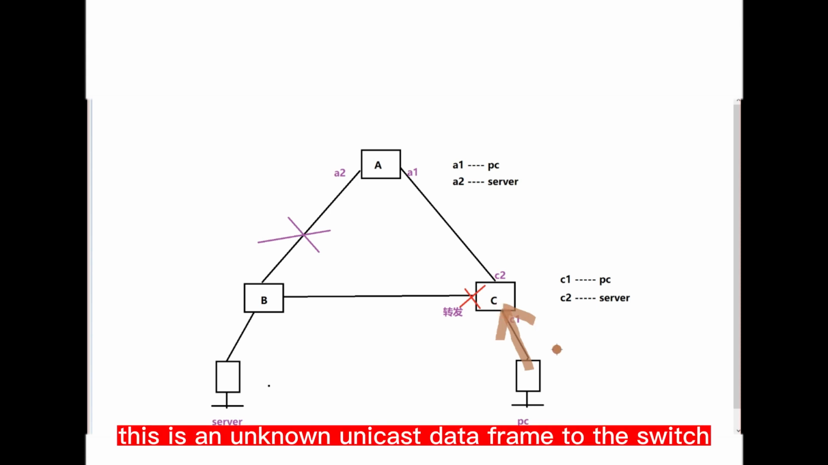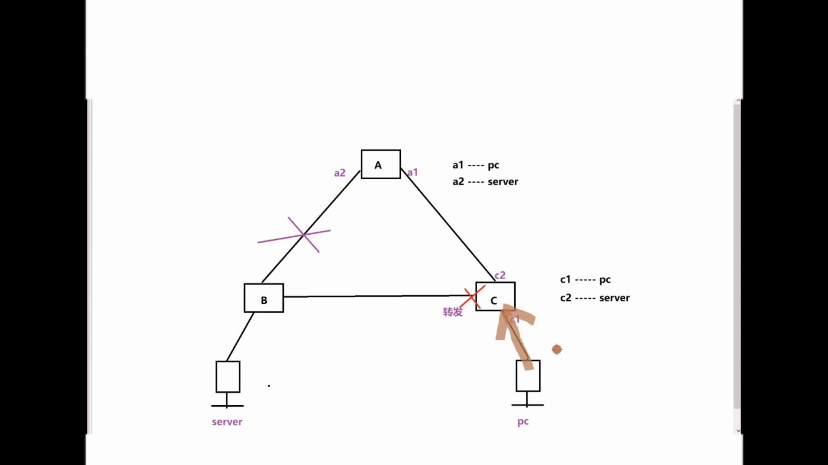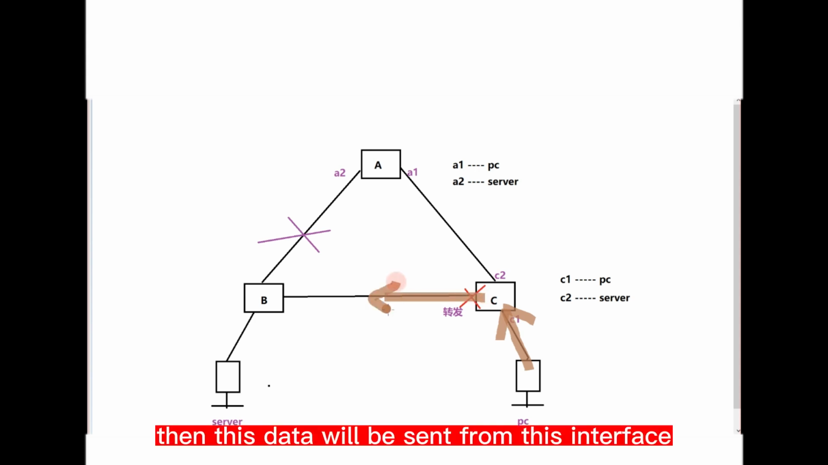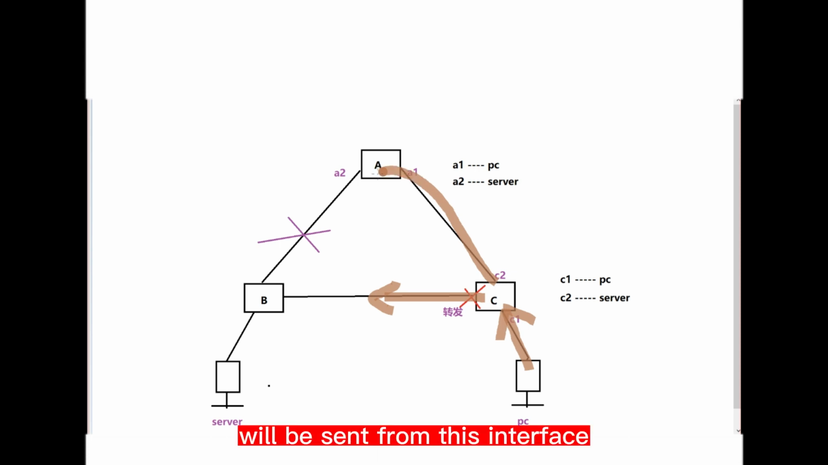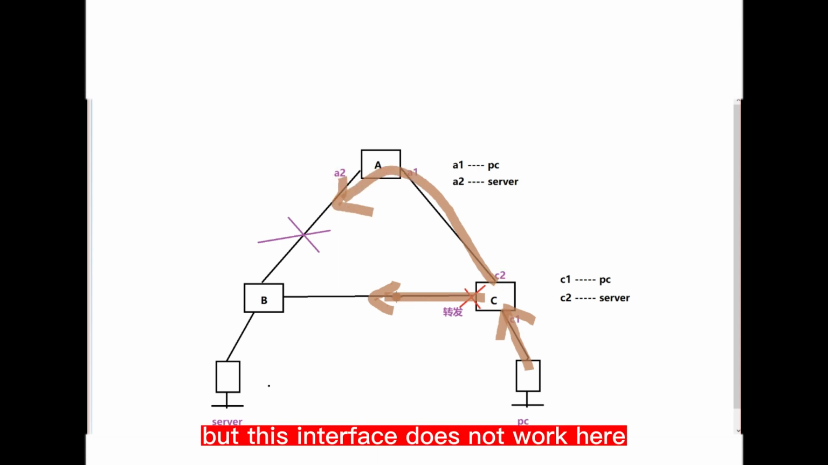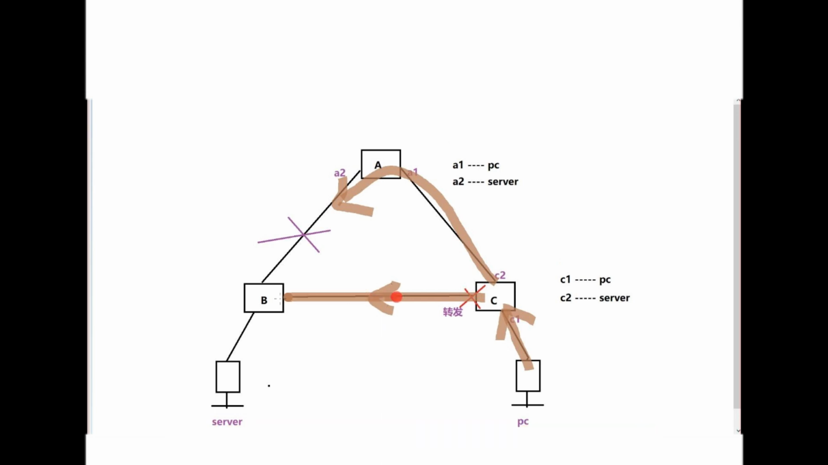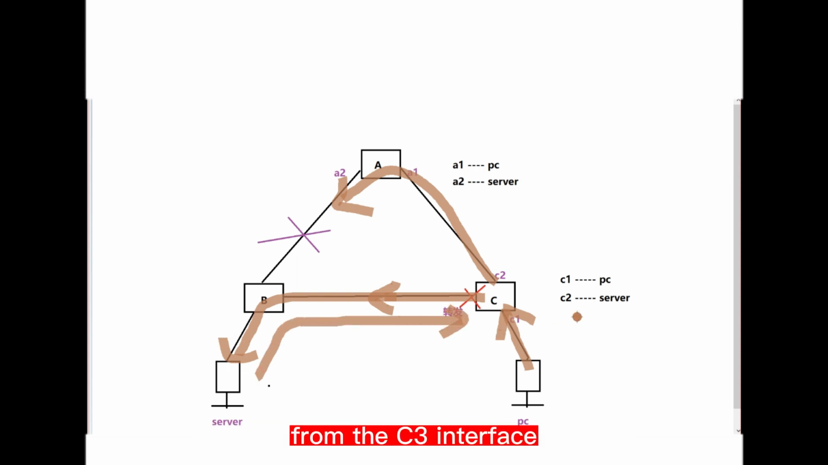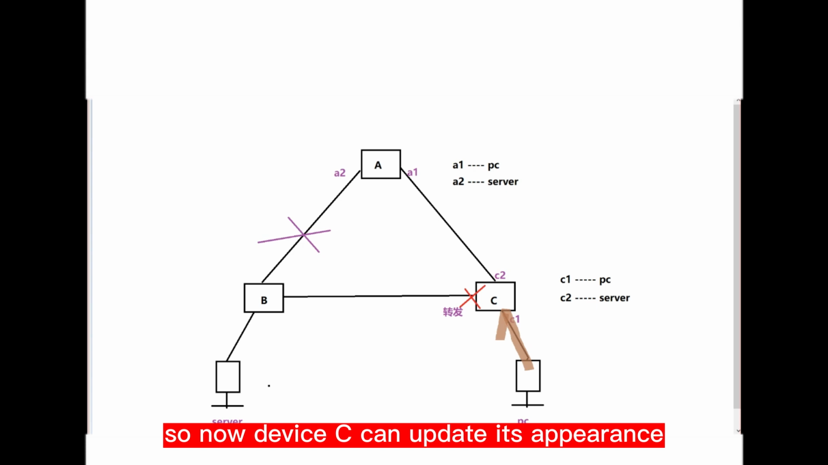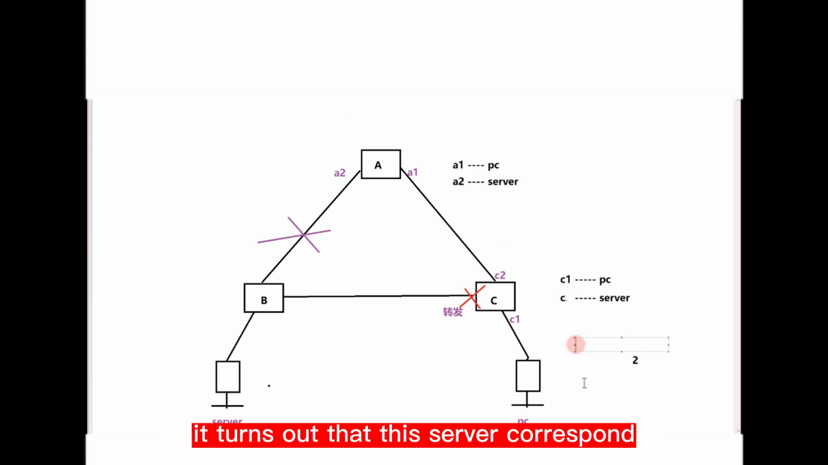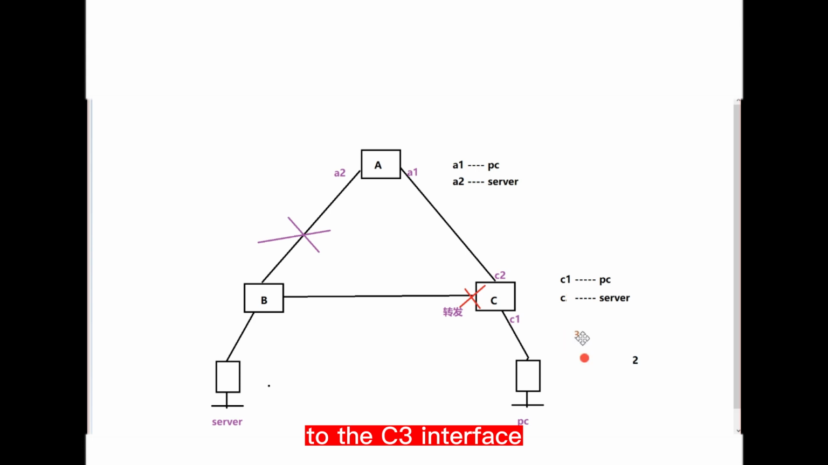This is an unknown unicast data frame to the switch. The switch needs to perform flooding. Then this data will be sent from this interface, and from this interface. But this interface does not work here, so the switch cannot learn the server from C2. Sent here, the server will reply a data packet to it from the C3 interface. So now device C can update its entry. It turns out that this server corresponds to the C3 interface.